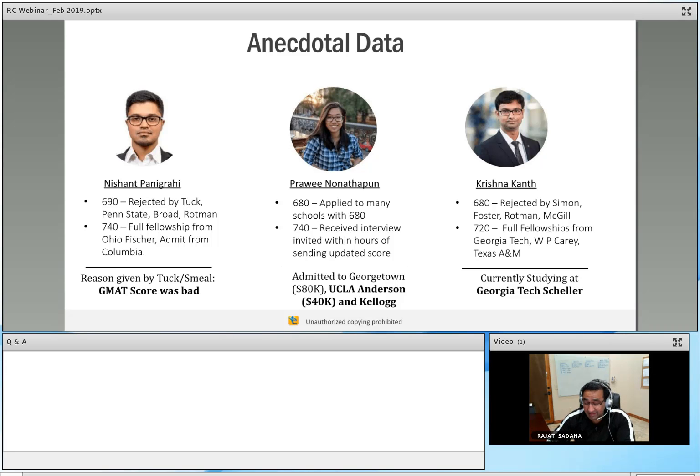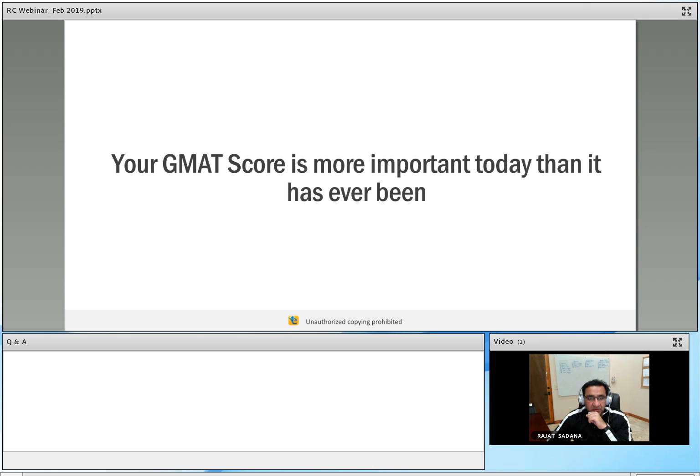Krishnakant, another very interesting story. 680, rejected from everywhere. 720, got 3 full fellowships despite applying with a 720 in round 3. Okay. So again, you can see this over here. And again, the GMAT score is way more important than it has ever been.